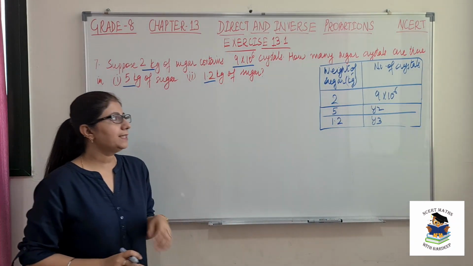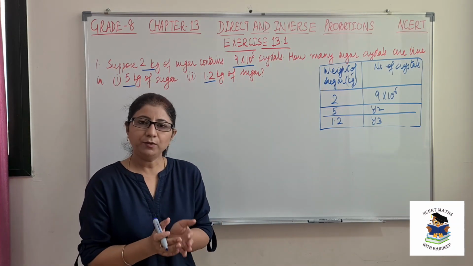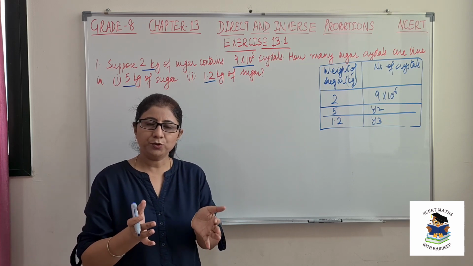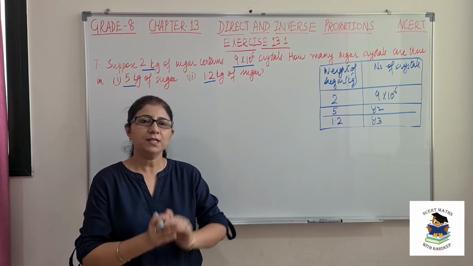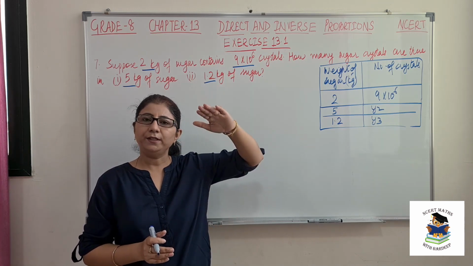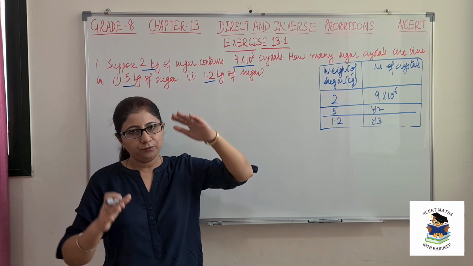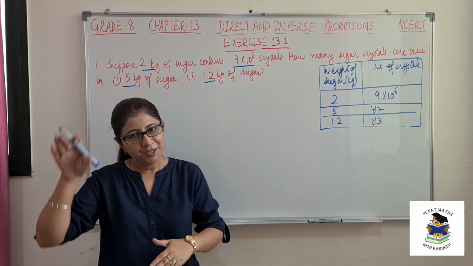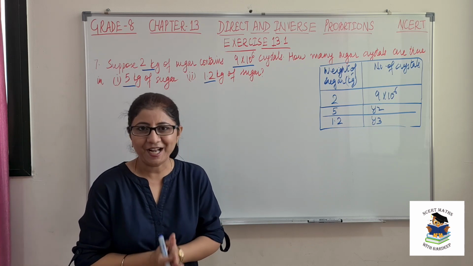First of all, let's check why this data is in direct proportion. We are given that we are having 2 kg of sugar and this is equal to 9 into 10 raised to power 6 crystals. So if we increase the quantity of the sugar, definitely number of crystals will also increase, and if we reduce the quantity of sugar, number of crystals will also decrease. So this data is in direct proportion.